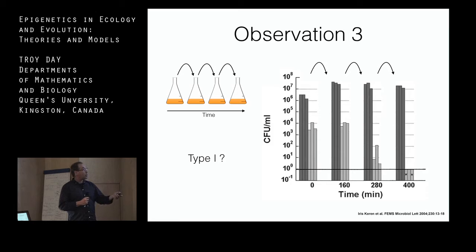And so again, there's a suggestion, maybe this is because these are what we would call type 1 persisters. The environment is good, there's lots of resources, so persister cells aren't even formed in this kind of situation. So that's the third observation.